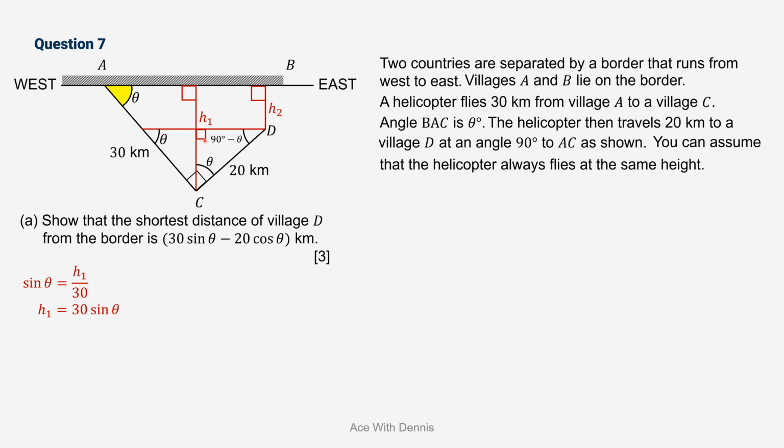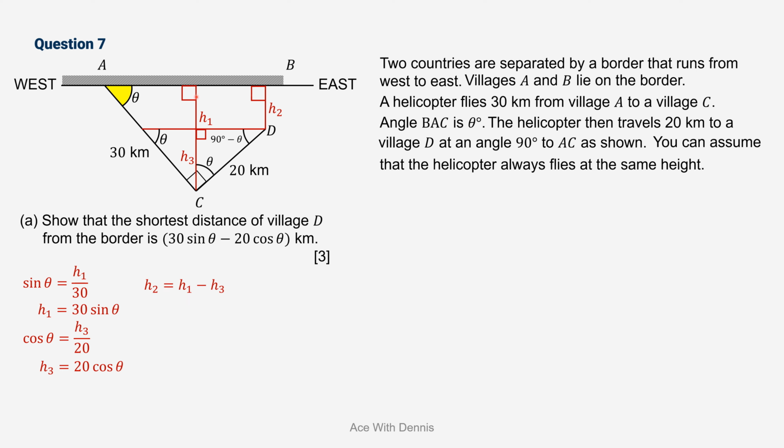Then from here, I will look at this right angle triangle and I label this length as H3. So H3, based on this right angle triangle, I can say that cosine theta equals H3 over 20, because cosine is adjacent over hypotenuse. So H3 over 20, which means H3 is 20 cosine theta.